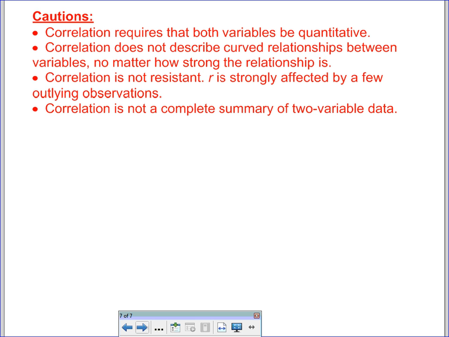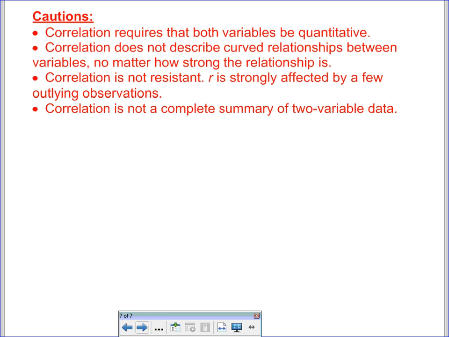And correlation is not a complete summary of two variable data. There's a lot more going on. And so just to say the R value and not show the graph is inexcusable. Right? R value is something we add to the graph, not something we use in place of the graph.